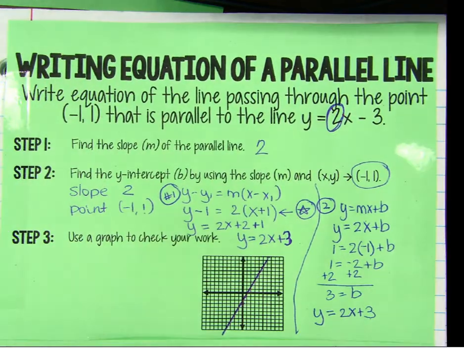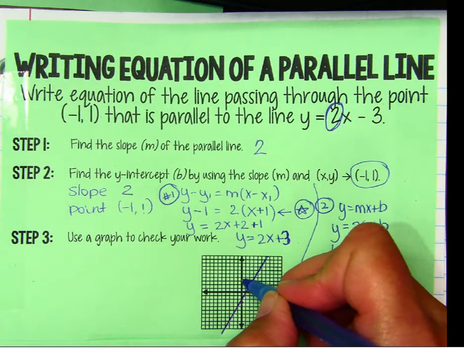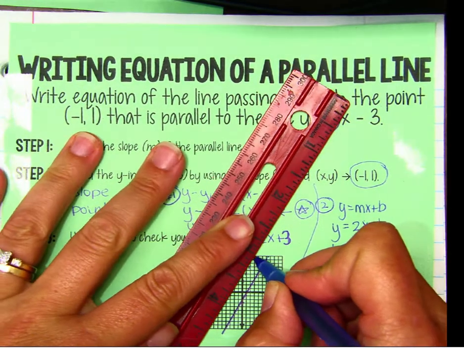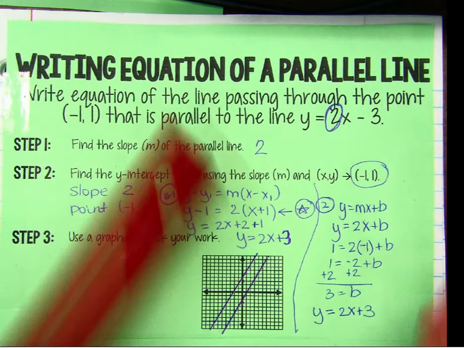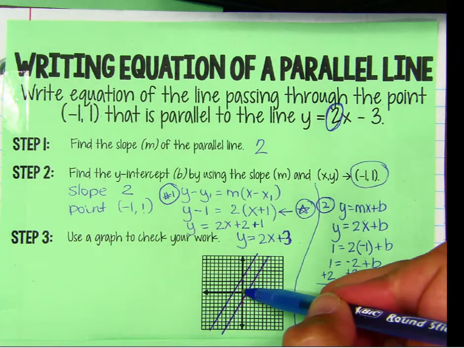And then I want to see if my new line is parallel to it. That has a y-intercept of positive 3 and a slope of 2. And so I can go ahead and graph that line and just double check and make sure that they actually are parallel and make sure that my line goes through the point -1, 1.